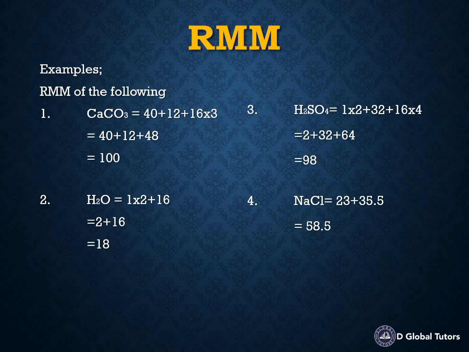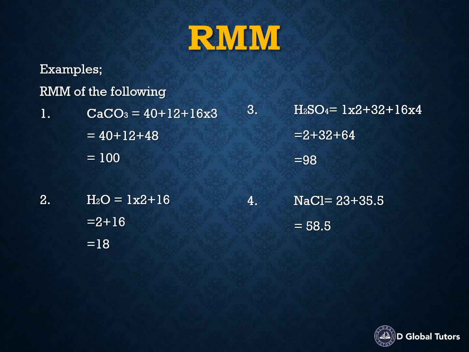Example 2. Let's calculate the relative molecular mass of water, H2O. Now, the relative atomic mass of hydrogen is 1. There are 2 atoms of hydrogen here. So 1 times 2 plus the relative atomic mass of oxygen, which is 16. So we have 1 times 2, that will give me 2, plus 16. So 2 plus 16 will give me 18. No unit. So the relative molecular mass of H2O, water, is 18.